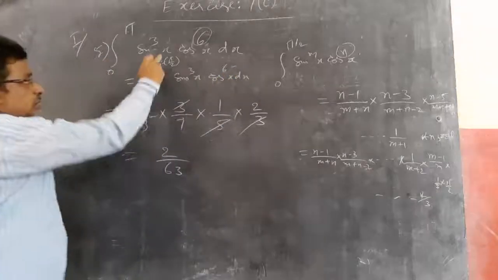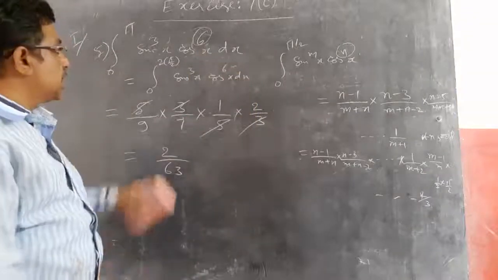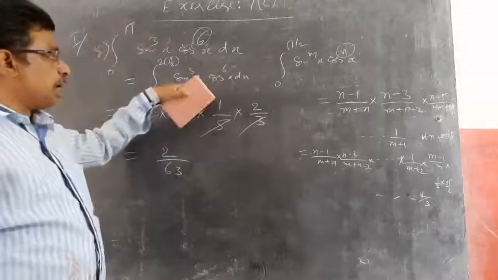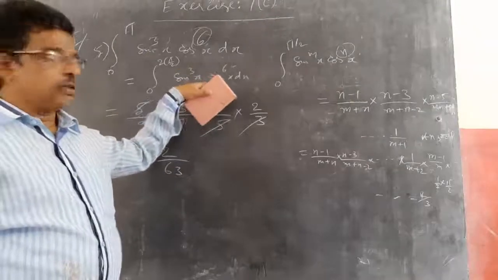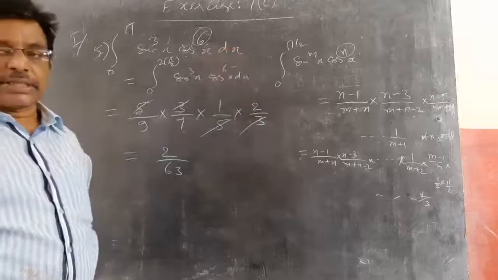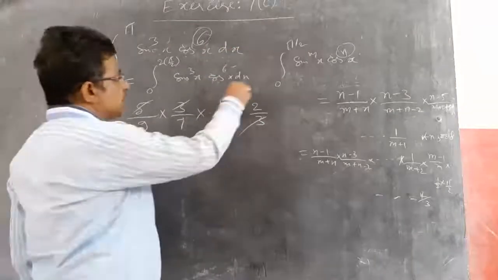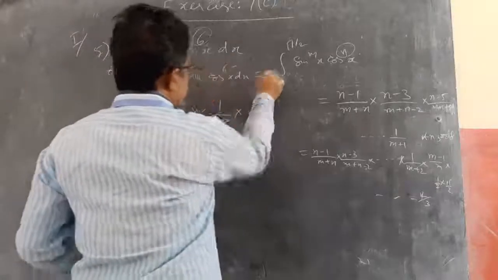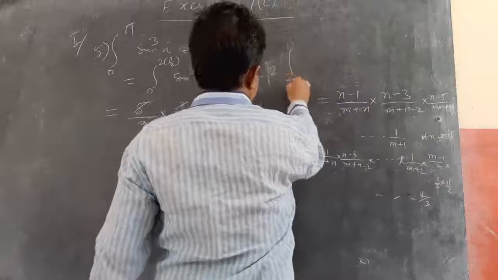Now this becomes 0 to 2a f(x) dx. F of 2a minus x we will find. Then sin cube of pi minus x: sin 180 minus theta is sin theta, cube is sin cube x only. But cos 180 minus theta is minus cos theta, power 6 is cos power 6 only. So f of 2a minus x equal to f of x. Means this is equal to 2 into 0 to a f(x) dx.